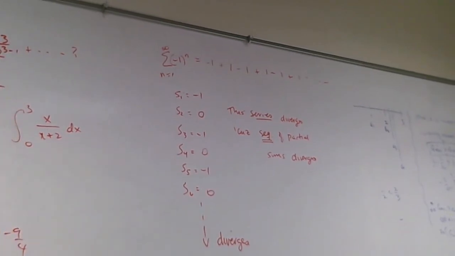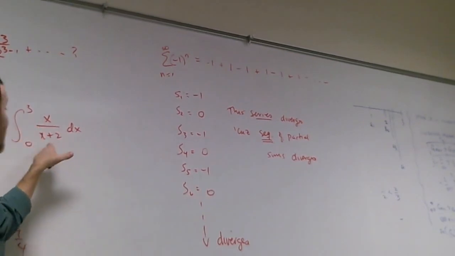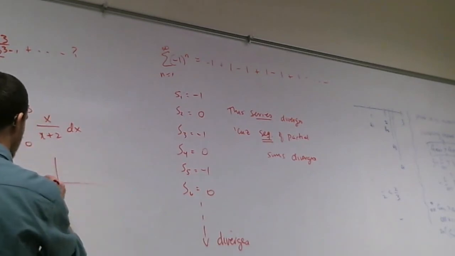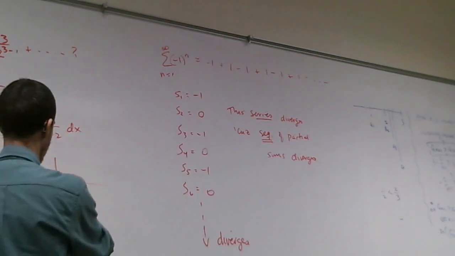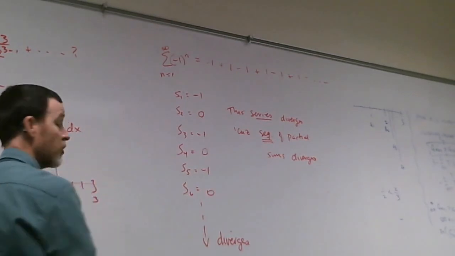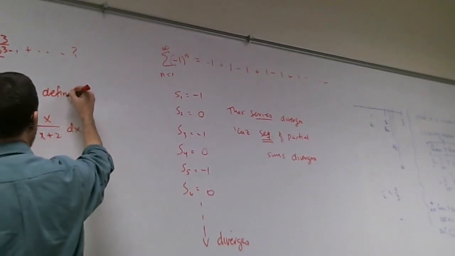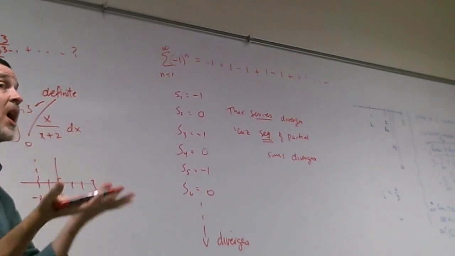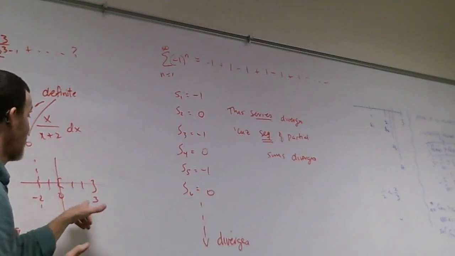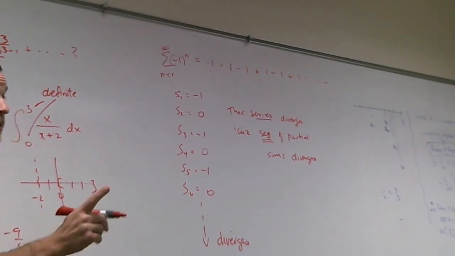This is not an improper integral. Why not? Because I can plug anything between 0 and 3 into this, right? The only place this is undefined is at -2, and I'm only studying it from 0 to 3. With me? So this is a definite integral, definite because it's got these endpoints. But it's not an improper integral because there's no place where I'm interested in where it's undefined. Make sense, Dominic? You good?